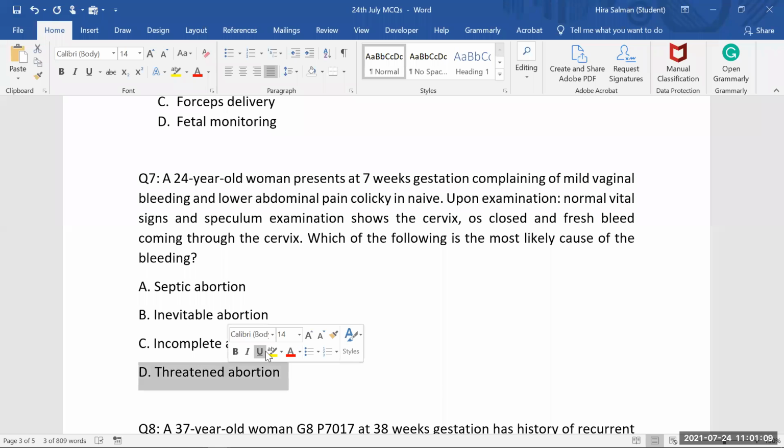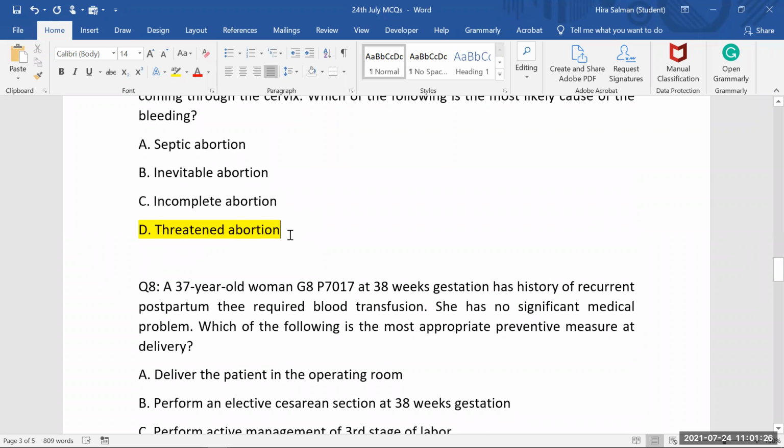So based on these three symptoms, we can say it's a case of threatened abortion. But please remember, in case of threatened abortion, there should be intact fetal heart. Fetal heart should be there and os should be closed. And because of the perisac bleed, the patient is experiencing mild fresh red bleeding. That is a case of threatened abortion. We will just give the supportive treatment and pregnancy will continue.